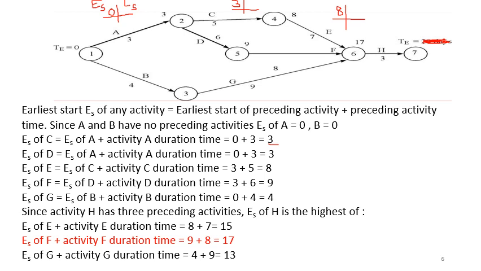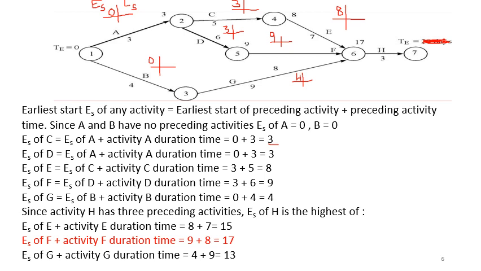If I go to B, B again has an earliest start of 0. Similarly, the earliest start of D will again be 3. The earliest start of F will be 6 plus 3, that is 9. The earliest start of G will be 0 plus 4, that will be 4.